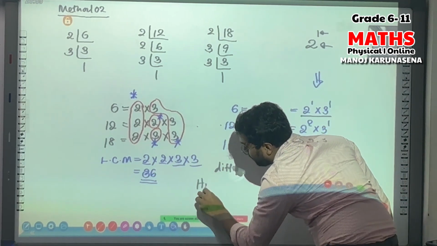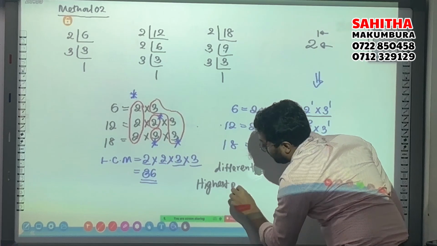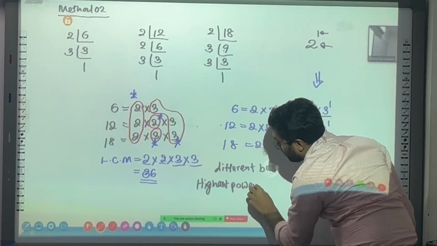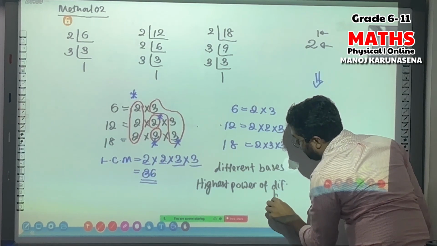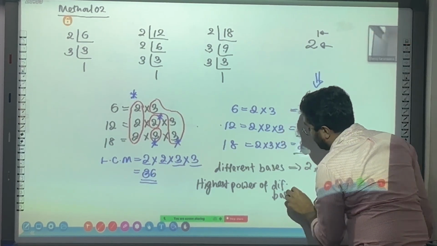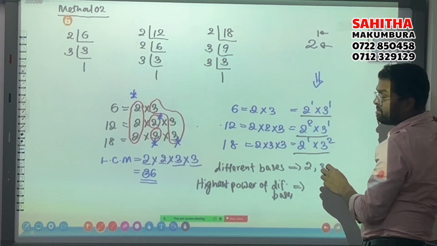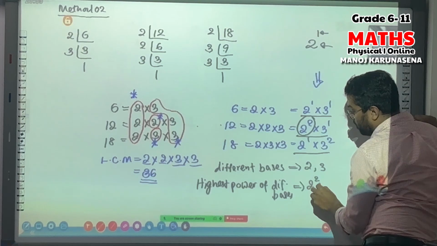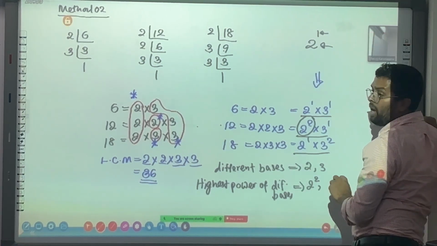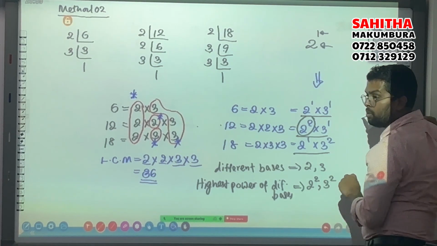Highest power of different bases. If you consider number 2, what is the highest power you have in terms of 2? 2 to the power 2. I am considering 2 to the power 2. What is the highest power you have in terms of the base 3? 3 to the power 2.